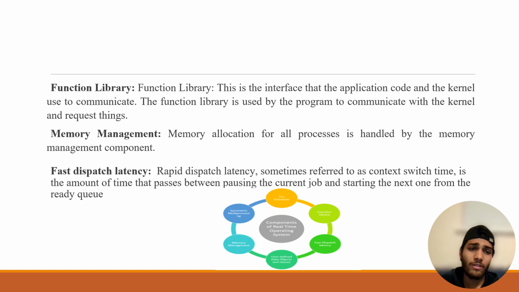The other one is memory management. Memory allocation for all the processes is handled by the memory management component. And the next one is fast dispatch latency. Rapid dispatch latency, sometimes referred to as context switch time, is the amount of time that passes between pausing the current job and starting the next one from the ready queue. Below is the diagram showing the components of real-time operating systems.